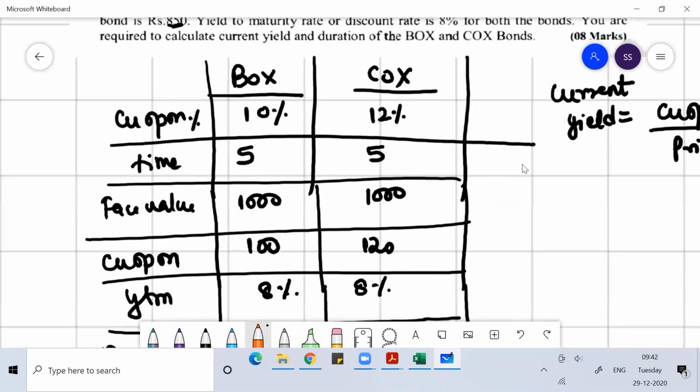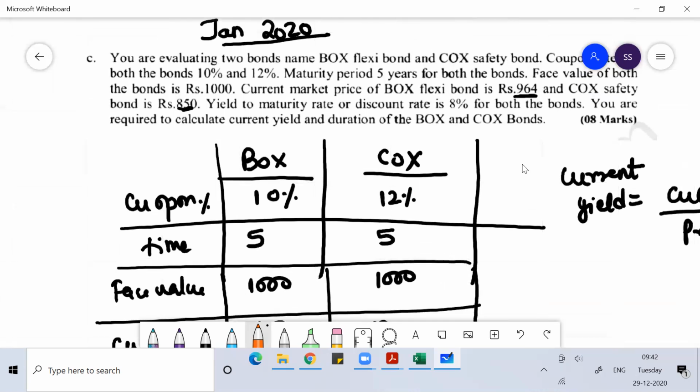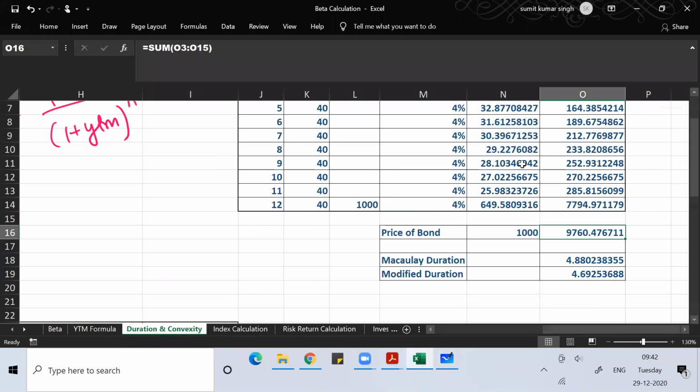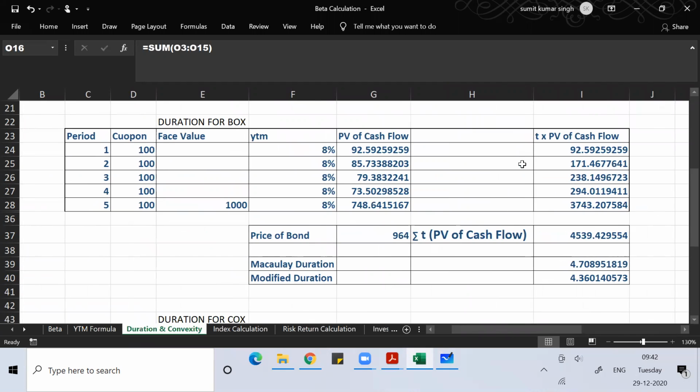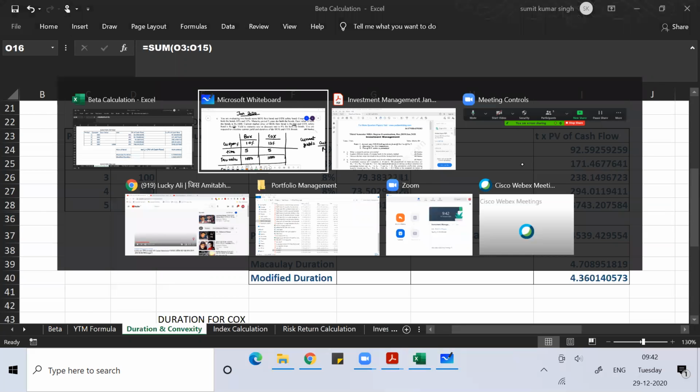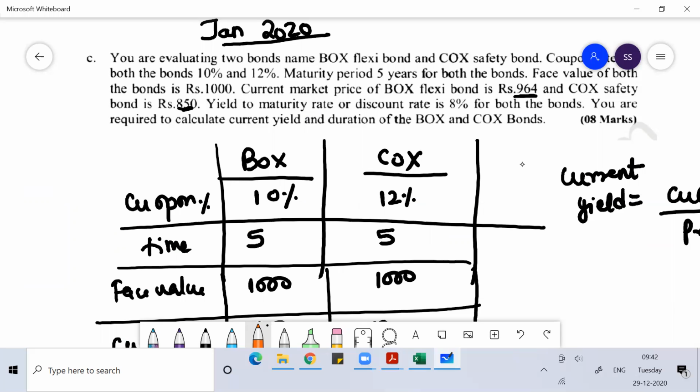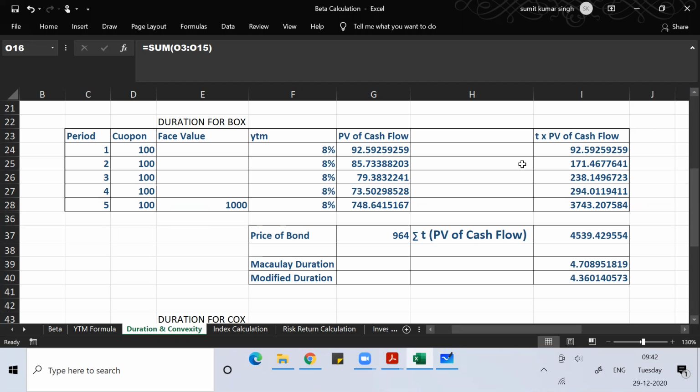Once you understand the current yield of both the bonds, now I can talk about the duration for both the bonds. For BUX, the maturity is 5 years, and in the problem it is not given whether they are paying the coupon annually or semi-annually. So I'm assuming they are paying the coupon annually, and for BUX the coupon is 100 rupees. The face value is 1,000 rupees on maturity for both the bonds.